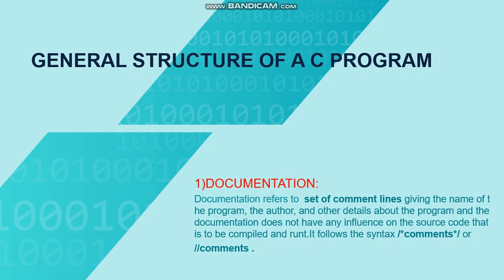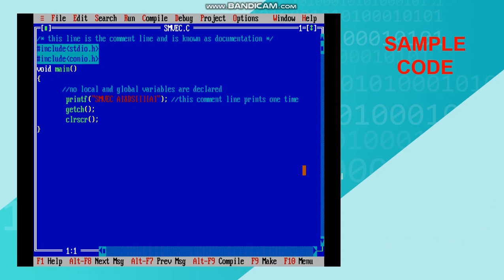Documentation is nothing but a set of comment lines which does not have any influence on the program. It is just to convey some message. It can be declared in two ways. The first way is slash star followed by comments and ending with star and slash. The second way of declaring a comment line is double slash followed by the comment. These are the two ways to declare comment lines.